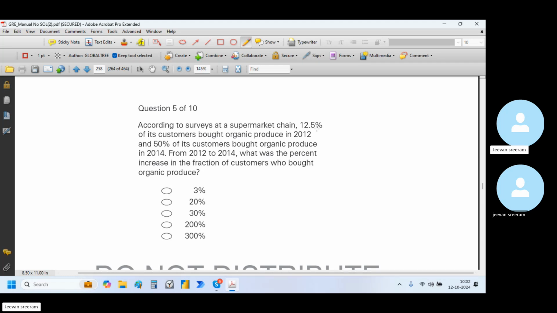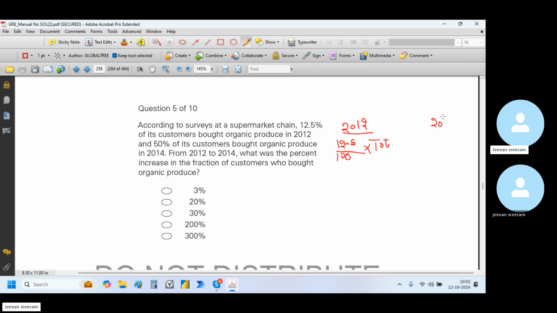According to surveys at a supermarket chain, 12.5% of customers bought organic produce in 2012. In 2012, 12.5% of total customers. Let's say this is total capital T. Let me represent it with total. Customers bought organic produce in 2012 and 50% bought in 2014.